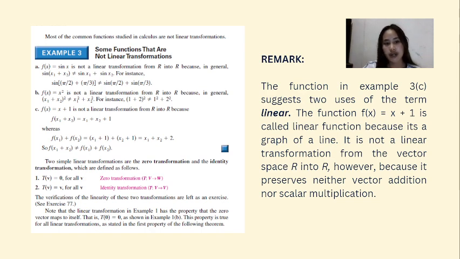Remember that the function in example 3c suggests two uses of the term linear. The function f of x equals x plus 1 is called a linear function because its graph is a line. However, it is not a linear transformation from the vector space R into R, because it preserves neither vector addition nor scalar multiplication.